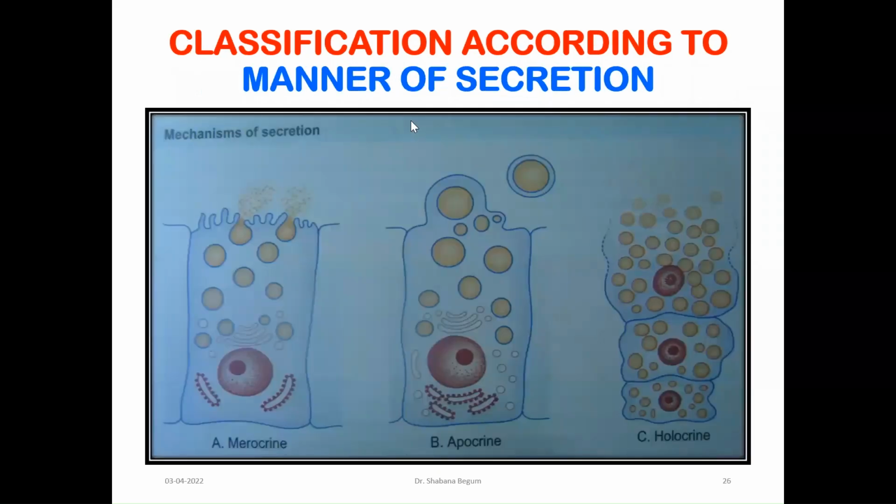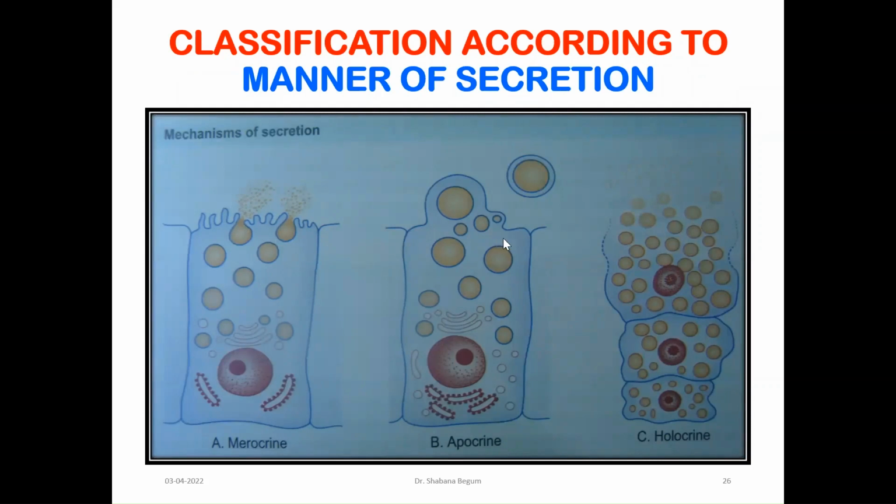Next classification is according to manner of secretion. We have three types of glands: the merocrine glands, the apocrine glands, and the holocrine glands. In case of merocrine glands, the secretions are present in vesicles bounded by a membrane. The membrane of these vesicles will fuse with the apical plasma membrane, and the secretions are liberated to the exterior. That means the secretions are conveyed to the exterior by means of exocytosis. Example, the salivary glands.